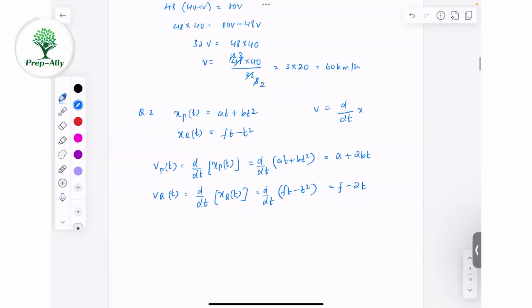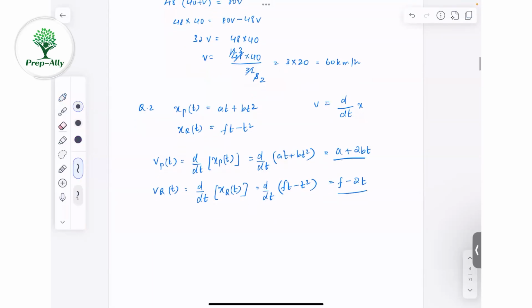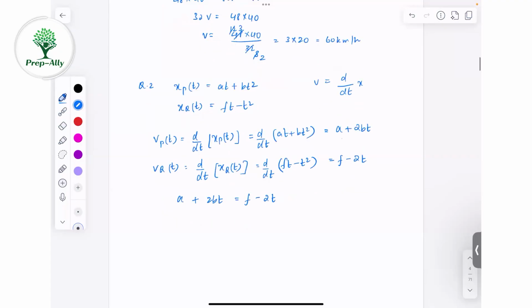Now we need to figure out the time when these two quantities are going to be equal. So we get a plus 2bt is equal to f minus 2t. To get the 2t term to this side, we get f minus a. So t into, okay, we can take 2t common here, not just t. That gives us that t is f minus a by 2 into (b plus 1). And that is our answer.